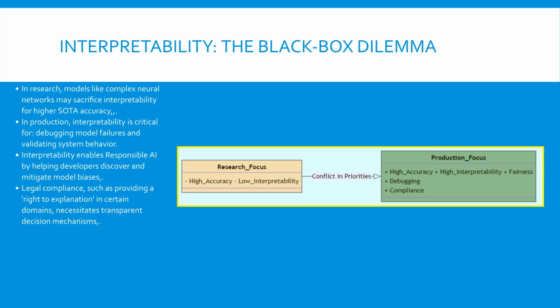This class diagram highlights the conflict regarding interpretability. Research focus generally prioritizes high accuracy, often tolerating low interpretability in complex models. However, in production focus, we strive for both high accuracy and high interpretability to ensure responsible AI. High interpretability supports critical requirements like debugging, ensuring the model's inner workings are clear for maintenance. It also addresses regulatory compliance and builds user trust.